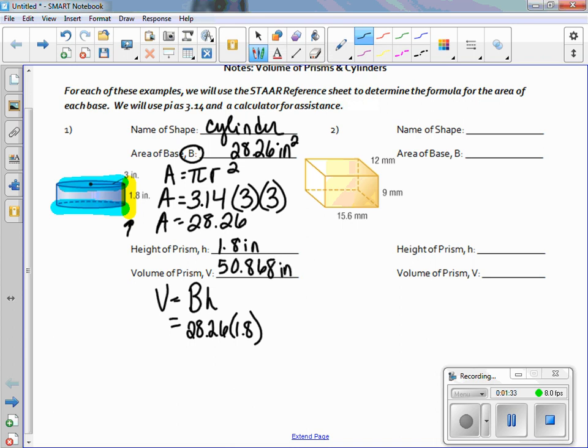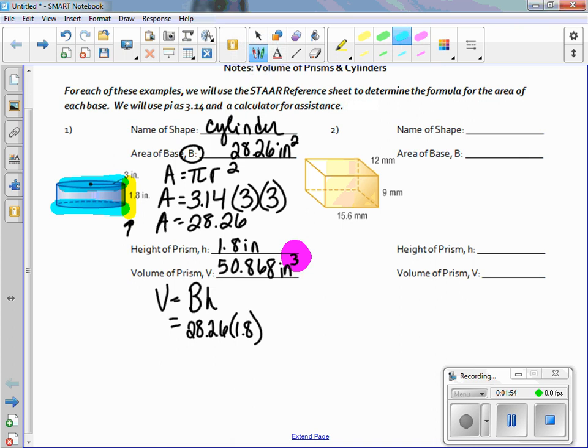And I'm not going to round on any of these because the answers don't turn out that long, and we're using a calculator. Now please notice that I put inches cubed here because it is volume. And volume has 3 dimensions, so that's why it's cubed. Sorry, a little bit of clarification there.